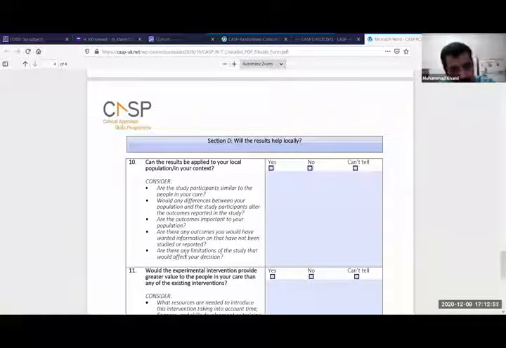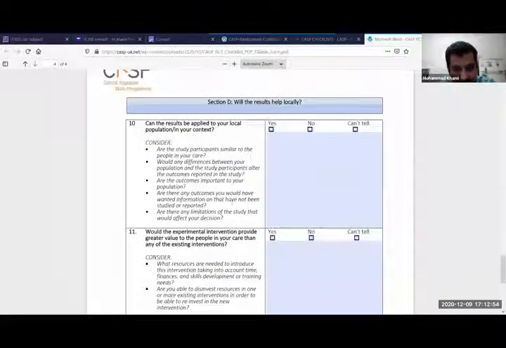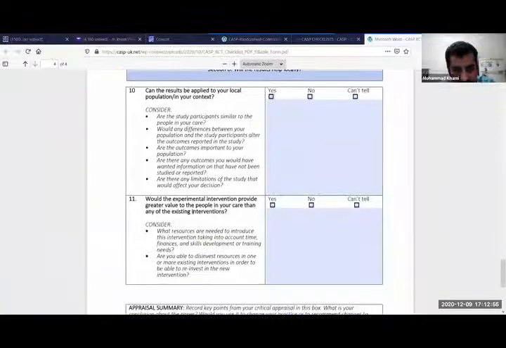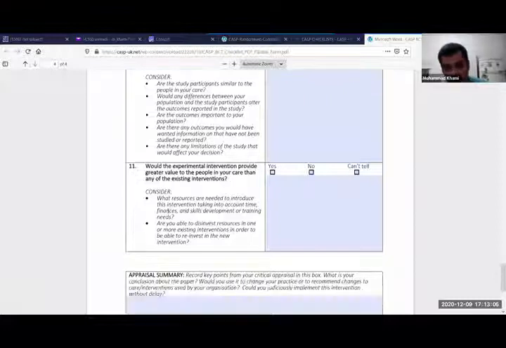And the last question is, would the experimental intervention provide greater value to the people in your care than any of the existing interventions? So we should consider what resources are needed to introduce this intervention, taking into account time, finances, skills. Maybe there is a good intervention, but we don't have time, we don't have money for that, we don't have the infrastructure for that, we don't have the skill for that. So we should forget about that. We cannot use it in our clinical practice.